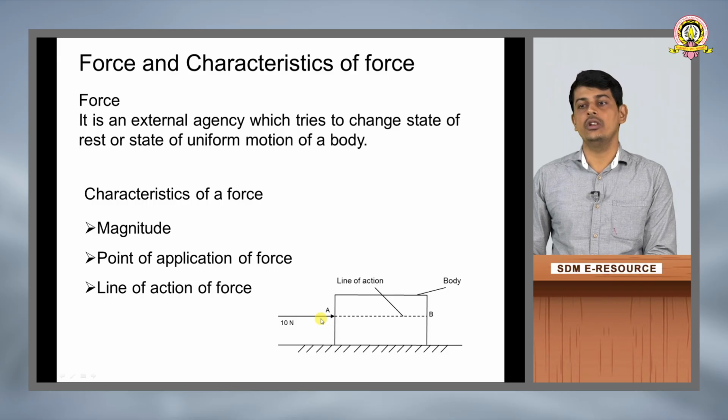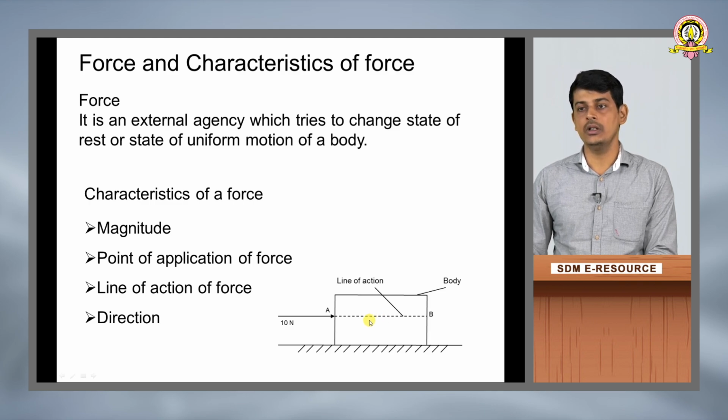Next, the line of action of force, the line along which the force acts. Here the line AB represents the line of action of force. Next one is direction. Direction tells in which direction the force acts. It may be upward, downward, leftward or rightward. In this example, the force is acting from left to right.